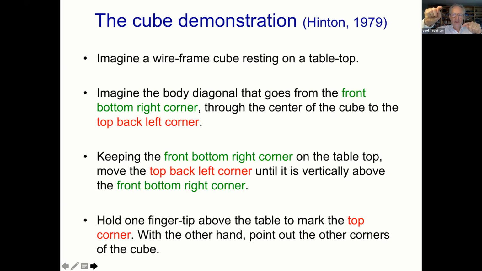And now what you do is you keep the bottom corner on the tabletop and you rotate the cube so the other corner at the other end of that body diagonal is vertically above your other finger. And then, using this other finger now, you just point in space to where the other corners of the cube are. Okay, a cube's not a very complicated object. Off you go, point in space to where the other corners are. And actually try doing it.